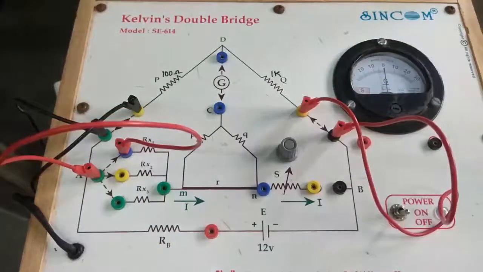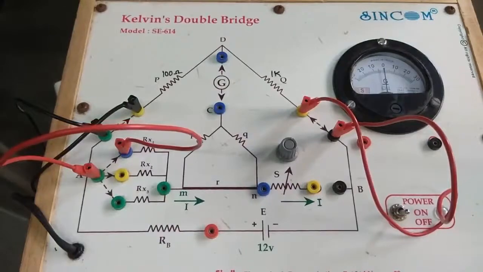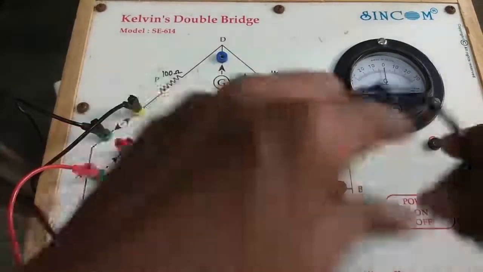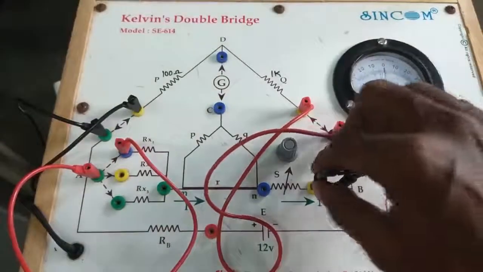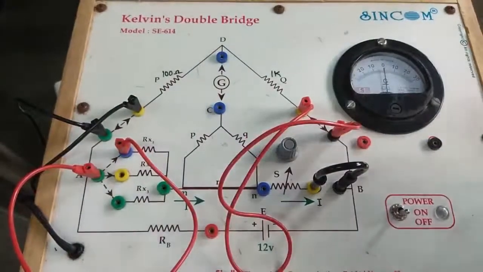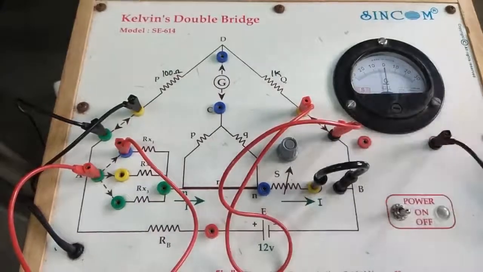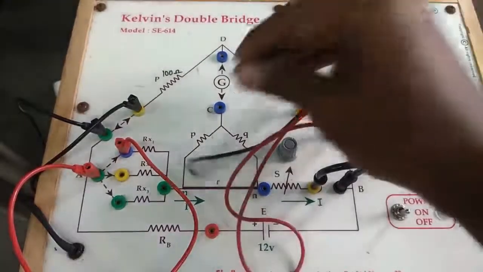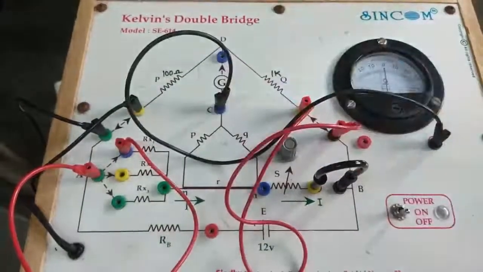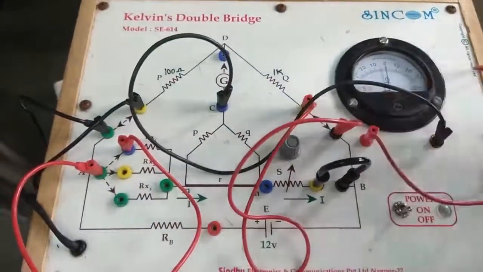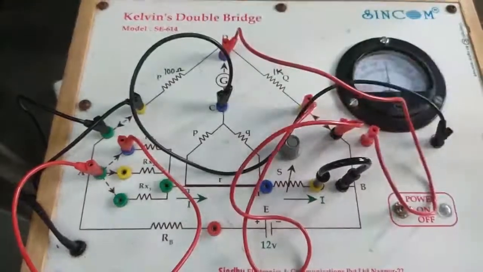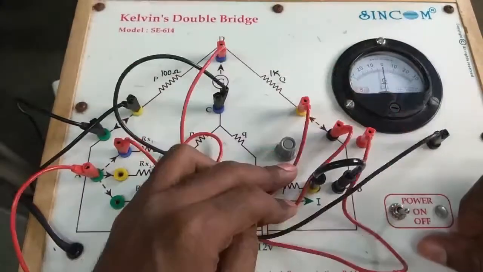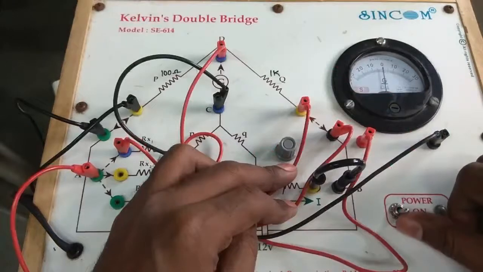And one more thing, we will close the circuit here. One more thing, we will connect the galvanometer to the circuit. Now our connection is over. Now we will switch on the kit with the toggle switch.